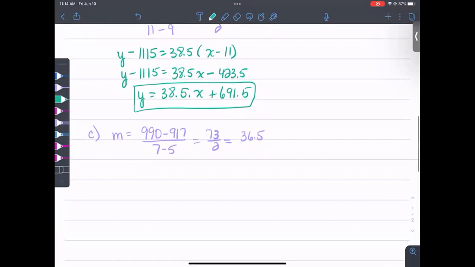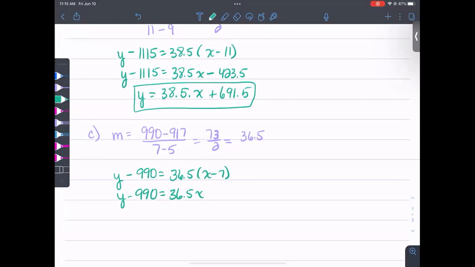Now I'm going to use the 2007 point for point slope form. So y minus 990 equals 36.5 times x minus 7. Simplify that to slope intercept: distribute the slope and add 990 to the right side.